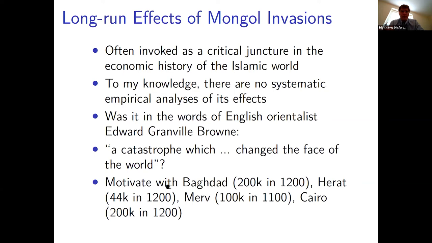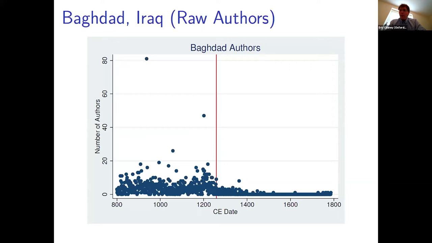Merv or Maru, which had 100,000 in 1100. That's the closest estimate that we have. And then as the control, I'm going to use Cairo, which had 200,000 in 1200. And this is what this looks like. So again, this is the same format as what I talked about a few minutes ago. We have Baghdad, the total number of authors on the y-axis that are dying in a given year. On the x-axis, again, you have the date which they died. 1258 is when Baghdad was sacked by the Mongols, and that looked pretty stark.